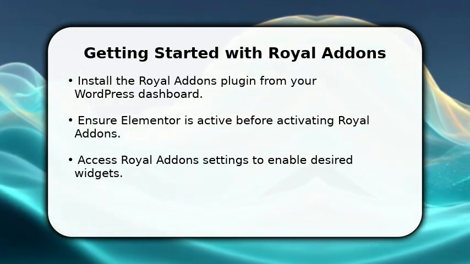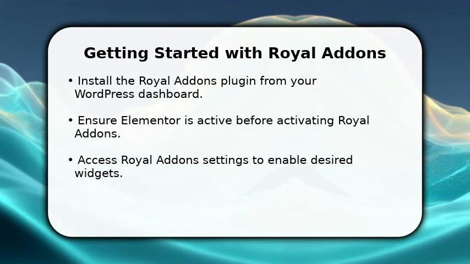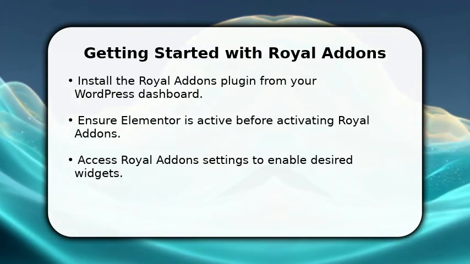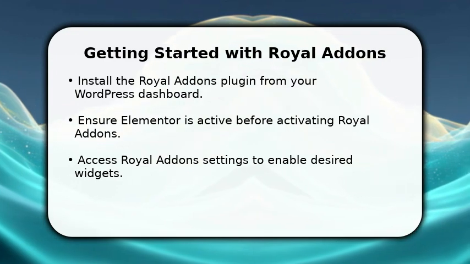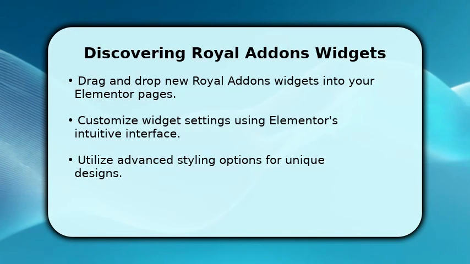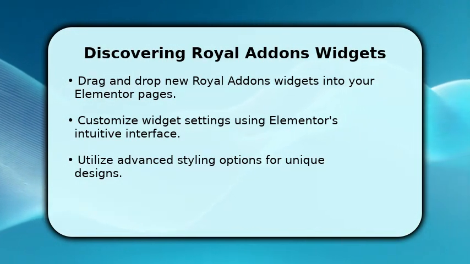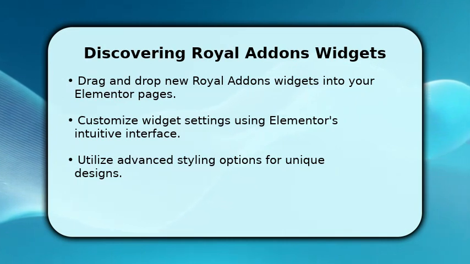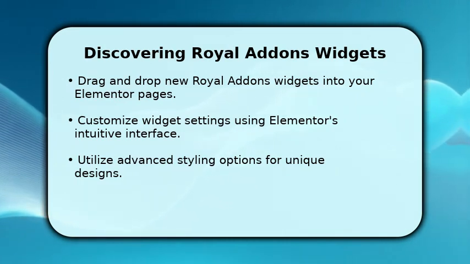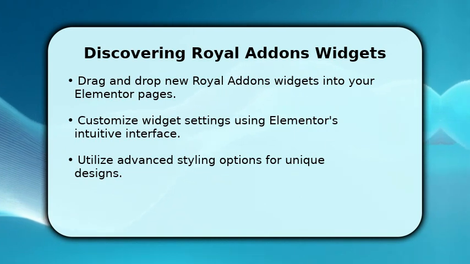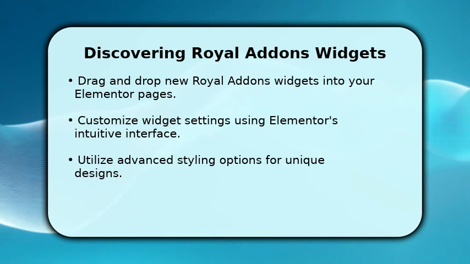Here, you can easily enable or disable specific widgets based on your project's needs, optimizing performance and keeping your site lean. Now, let's dive into using the widgets. Open any page or post with Elementor. You'll find the new Royal add-ons widgets readily available in the Elementor editor panel. Simply drag and drop your chosen widget onto your page.